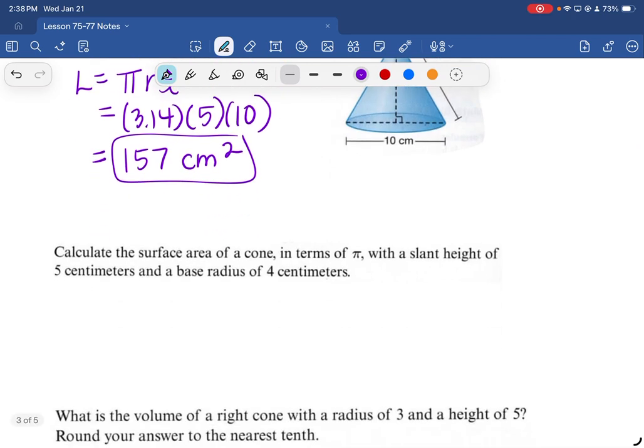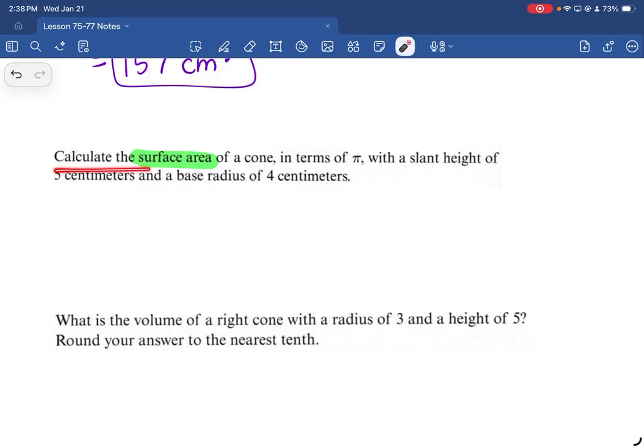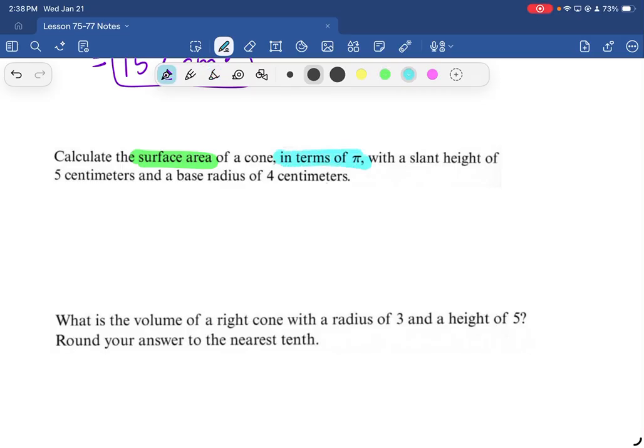All right, those were lateral area examples. Let's now move on to surface area. It says, calculate the surface area of a cone in terms of pi. Anyone know what that means? Like leave it with pi? Yes, leave pi in your answer. So let me write that in there just in case you ever look back at these notes. Leave pi in answer.